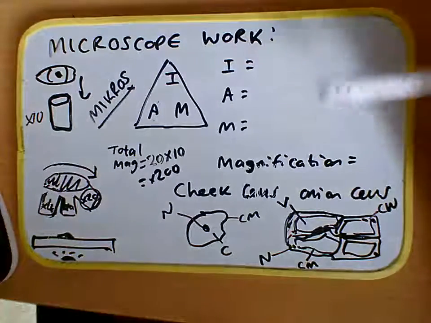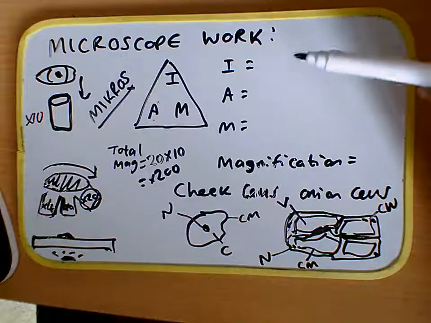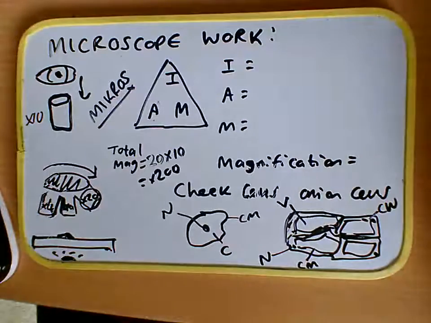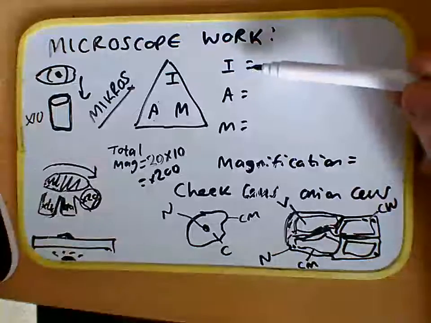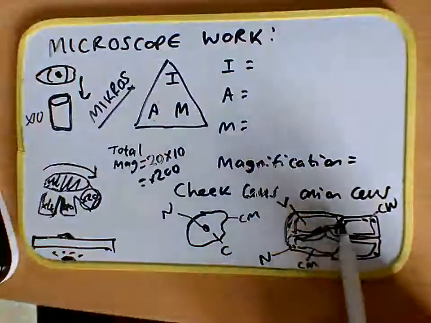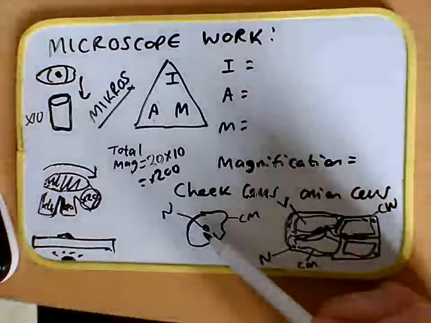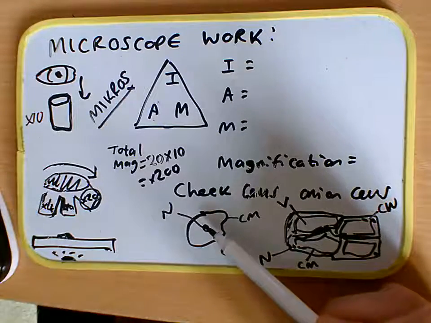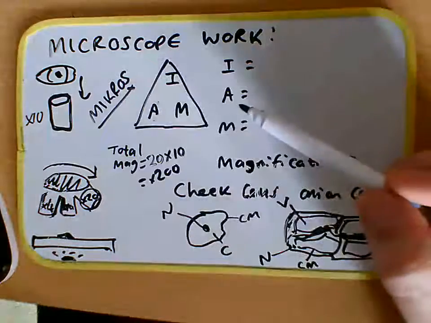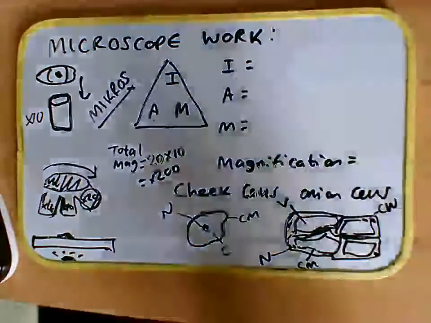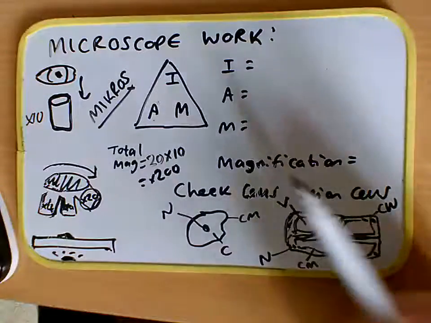Okay, now sometimes there's a calculation involved where they'll tell you two things. They'll tell you normally the size of an image, so maybe the width of this particular cell, or they might describe the diameter of the nucleus, and they'll probably tell you the actual size of a nucleus in real life, or an actual length of an onion cell in real life. And they normally ask you to calculate magnification.